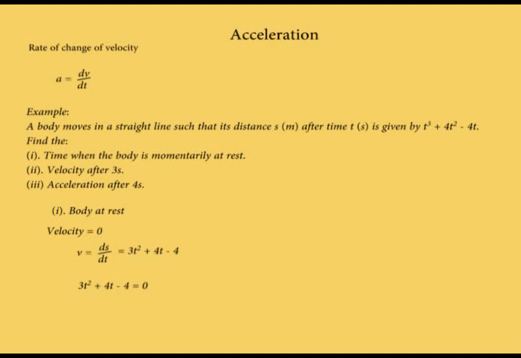We rewrite that 3t squared plus 6t minus 2t minus 4 is equal to 0. Factorize 3t into t plus 2 minus 2 into t plus 2 is equal to 0. 3t minus 2 times t plus 2 is equal to 0. 3t minus 2 is equal to 0, so t will be equal to 2 over 3 seconds. For the other one, t plus 2 is equal to 0 and t is equal to minus 2. That is not possible because time cannot be negative, so we ignore that.